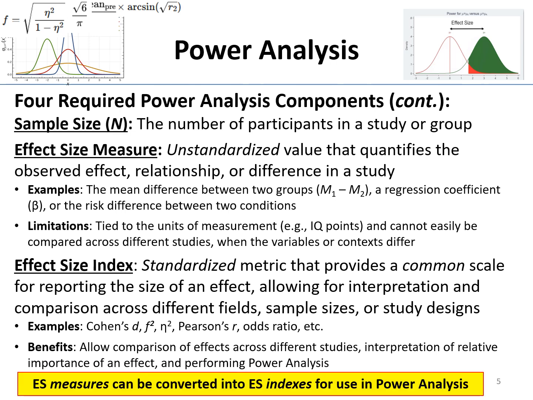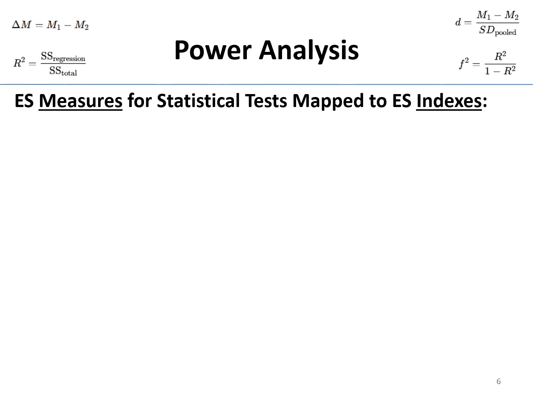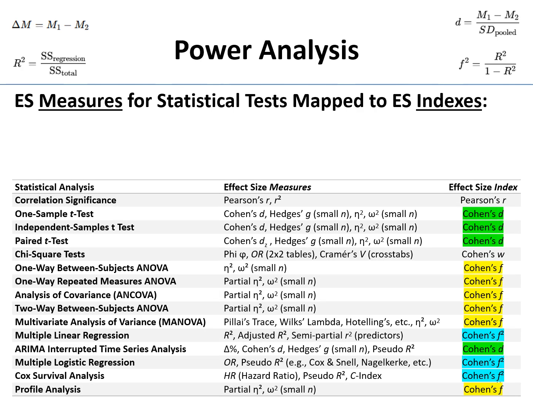Here's the good news. Effect size measures, for the most part, can be converted into effect size indexes, and then you can use them in power analysis. So let's talk about effect size measures for various statistical tests and what effect size indexes they map to. Here's a big table that lists all the different statistical analyses that we cover in the stats courses I teach, the effect size measures that are commonly reported for those studies, and then the final column is the effect size index that can be used for that particular statistical analysis.